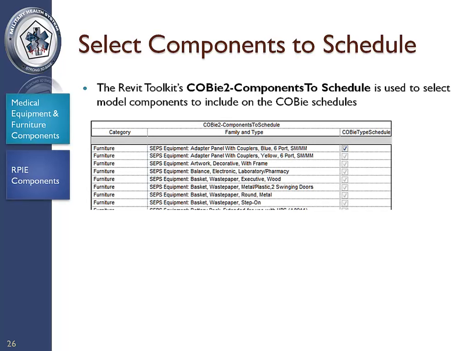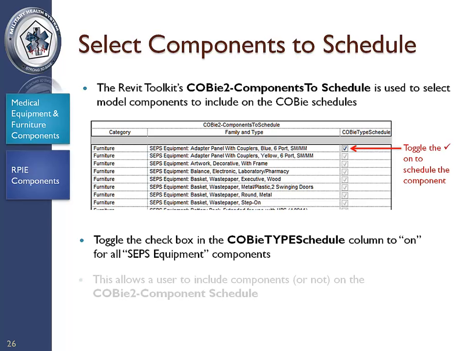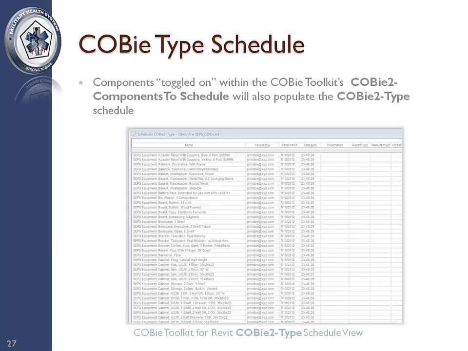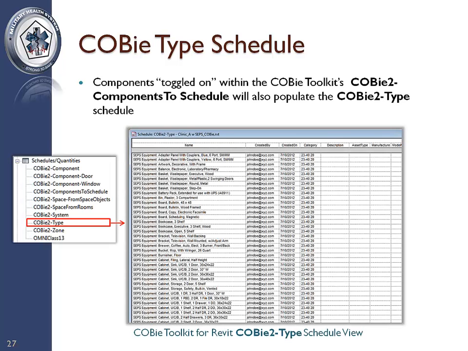A Revit model will contain many components. Not all of them will be scheduled within COBie. The Revit toolkit's COBie 2 components to schedule view is used to select components to schedule. The user will toggle the checkbox in the COBie type schedule column to on for those components to include. For MHS projects, this will include all RIPI and medical equipment and furniture components in the model. Components toggled on within the Revit toolkit's COBie 2 components to schedule will populate the COBie 2 type schedule.